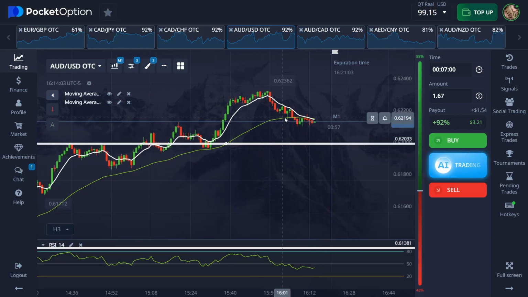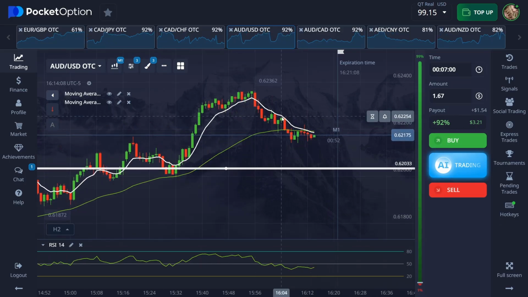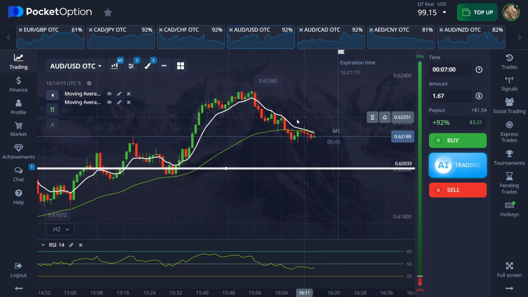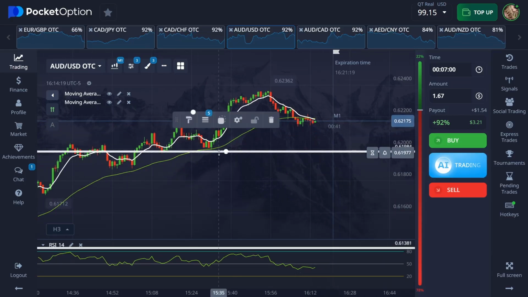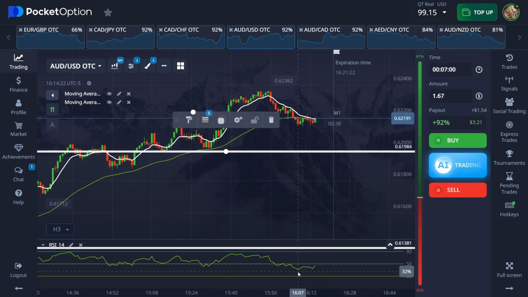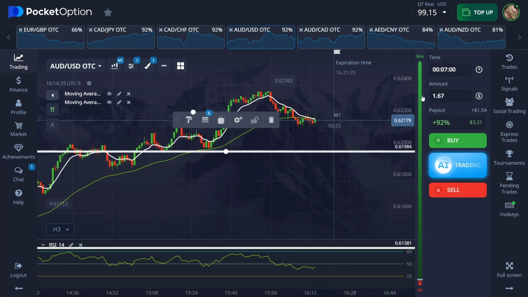See this? Look at this. You have the 90 MA crossing the 50 MA downward. You still have a short accumulation right here, but look at this level right here, and look at the RSI. I think the RSI is going to touch the 50 level, and then you're going to have a strong pullback to the resistance level.